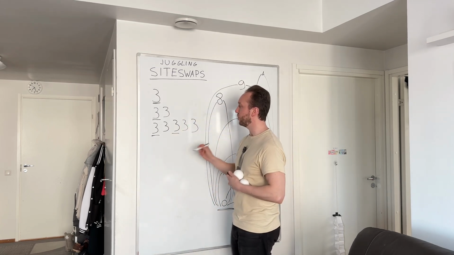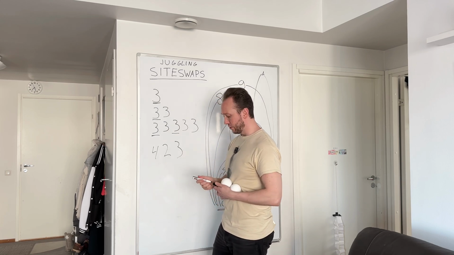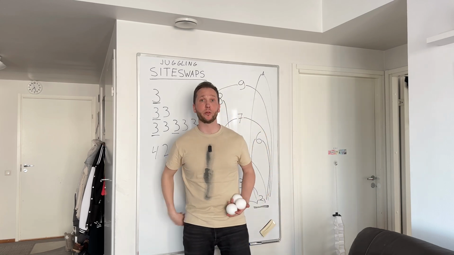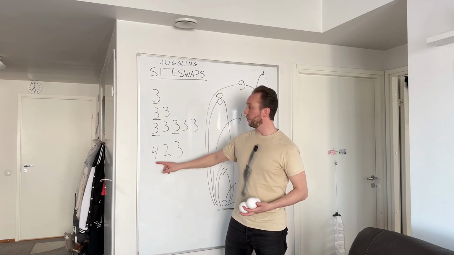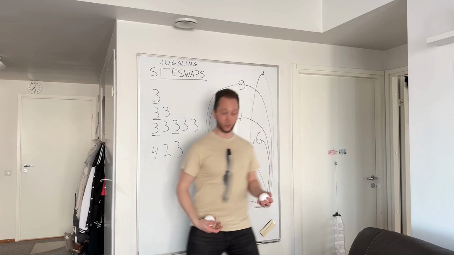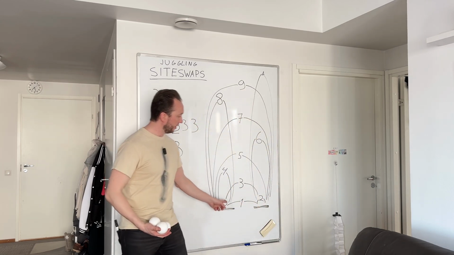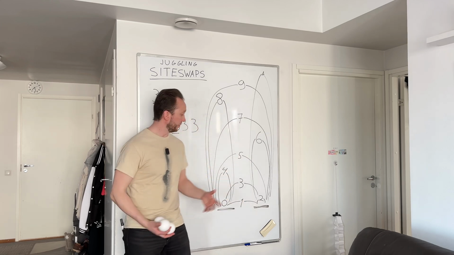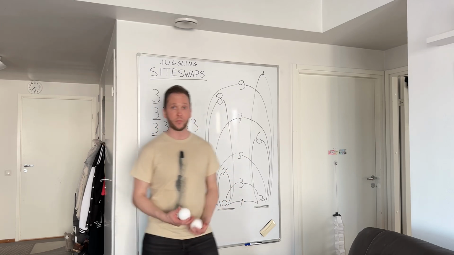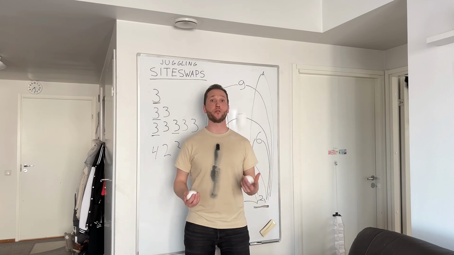Now let's take 4-2-3. Another way of being creative using side swaps. 4-2-3 is this, 4-2-3, 4-2-3. So we had the 4, we throw it here, then we had the 2, squeeze, and then we had the 3, all right? 4-2-3, 4-2-3, 4-2-3.